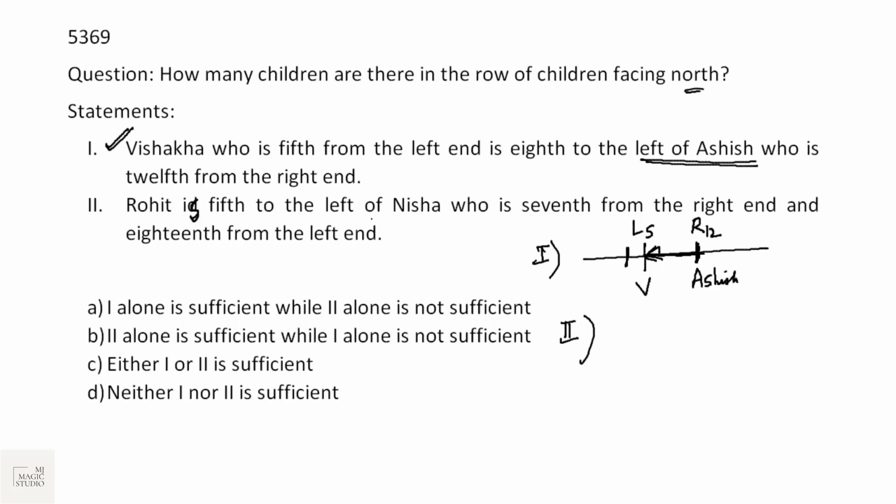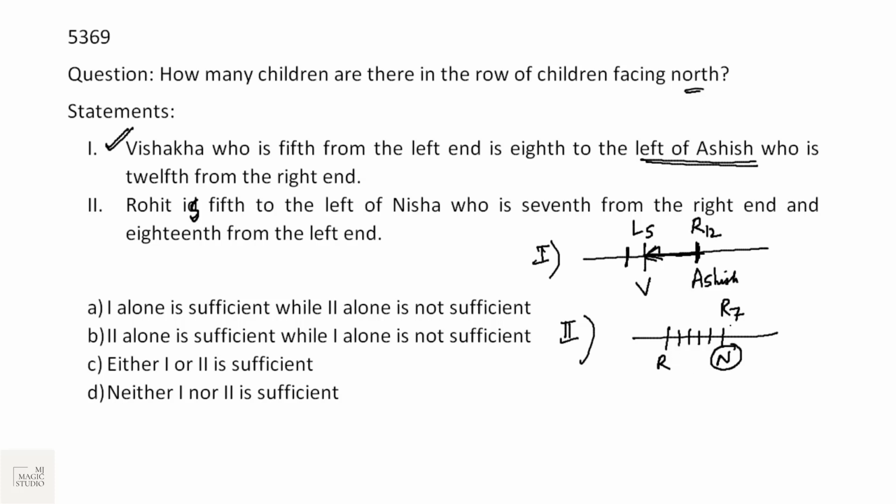Rohit is 5th to the left of Nisha. We have Nisha here and Rohit is 5th to the left: 1, 2, 3, 4, 5. Who is 7th from the right end? This is R7. And 18th from the left end. Beautiful.